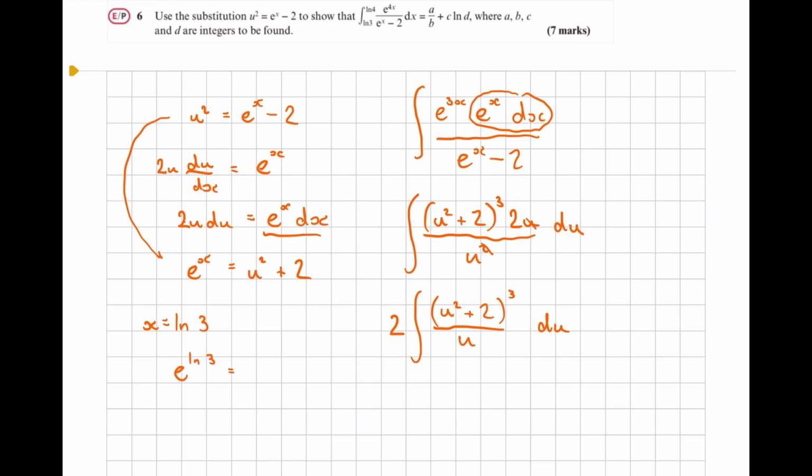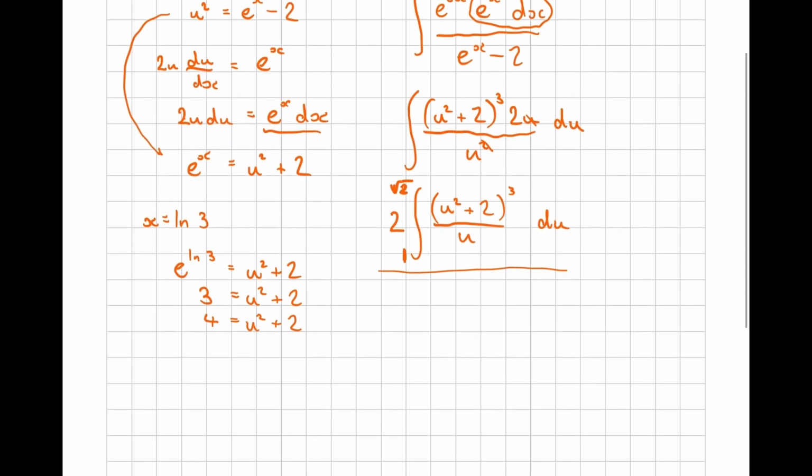In this case, the lower limit of ln 3, if I substitute that into my e to the x equal to u squared plus 2, then I get 3 is equal to u squared plus 2. U squared is then 1, so u is 1. Similarly, my upper limit of ln 4, e to the ln 4 is 4, so 4 is equal to u squared plus 2, therefore u squared is 2, so u is root 2. So I'm integrating between the limits of root 2 and 1.